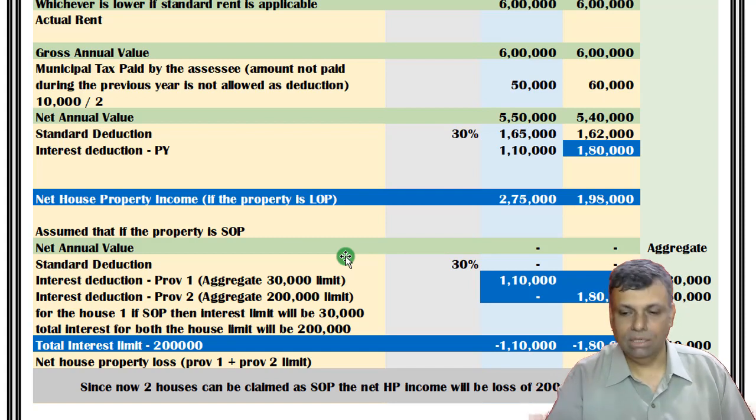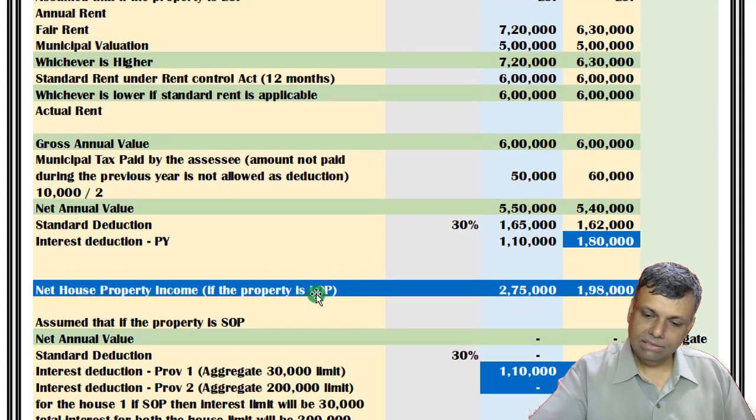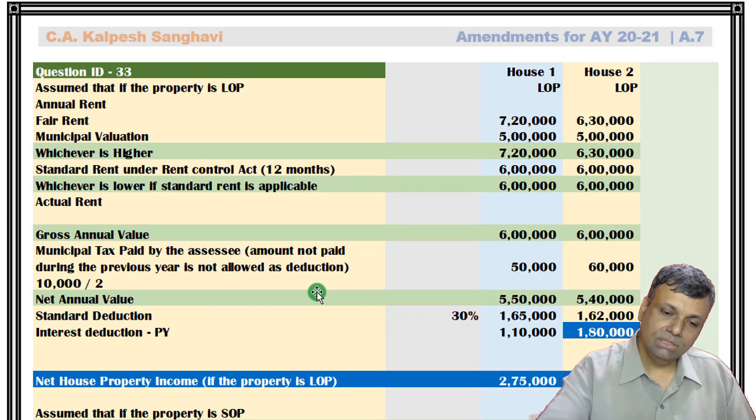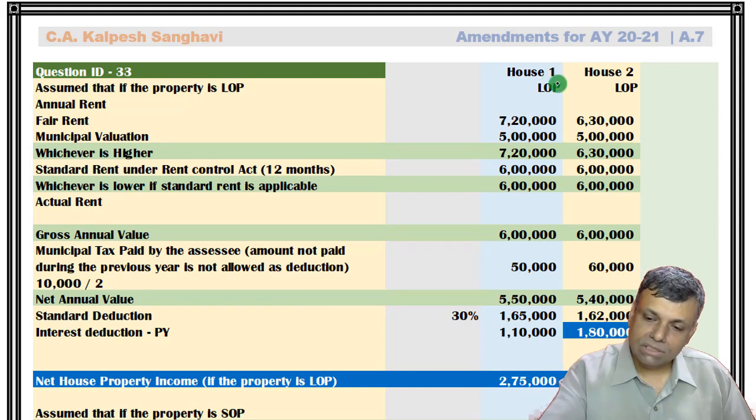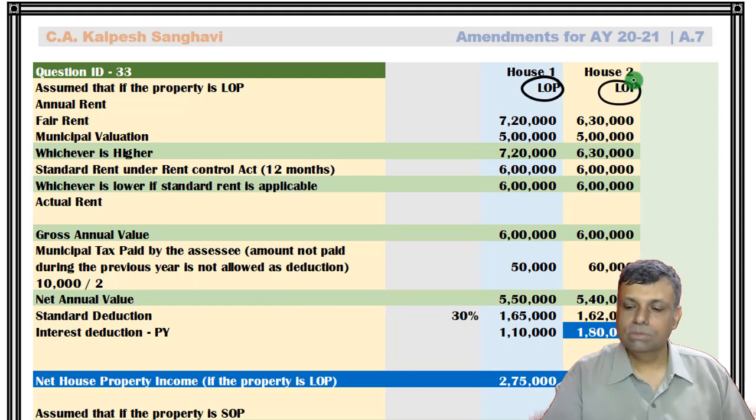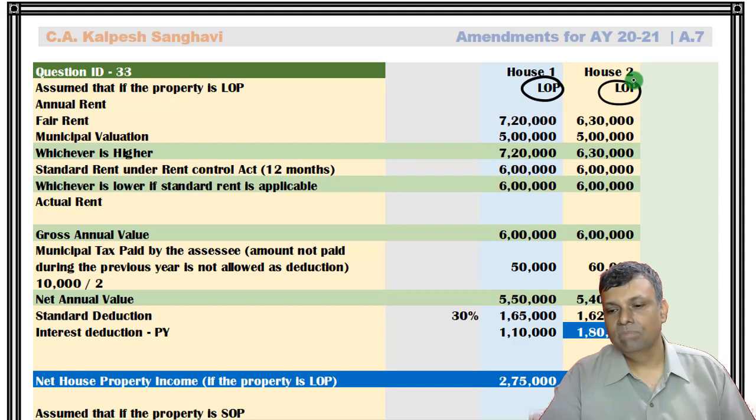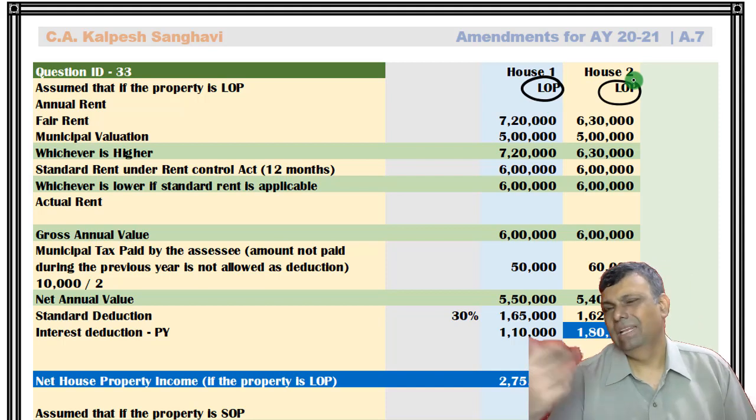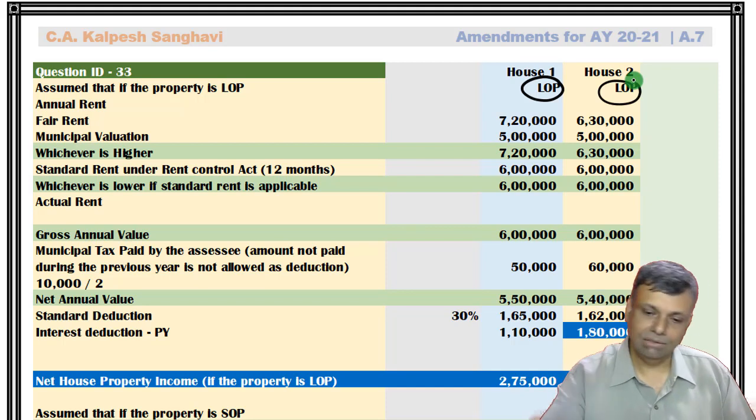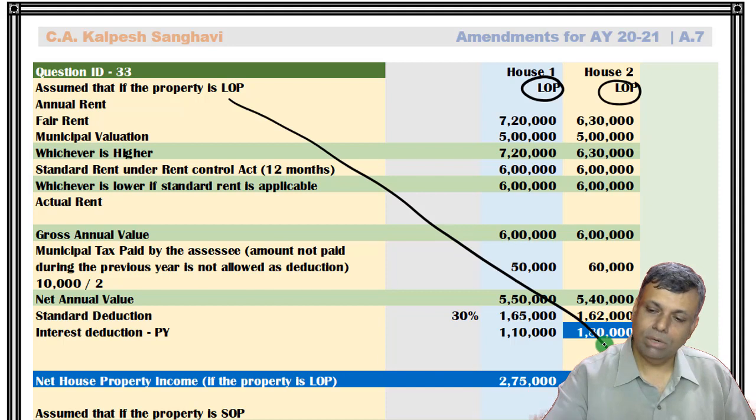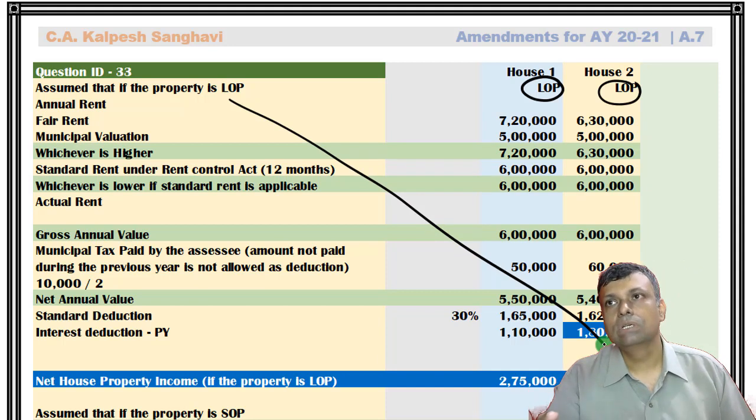So I did not do that detailed working. But when I did it in this particular classwork, I had shown you only for reference purposes, that supposing this property was a let out property, how this particular working would be required. Actually, friends, in our normal class, because we spend a little bit of extra time, I wanted to show both ways of calculation to the students. So this working is actually not required. You can directly jump to the conclusion that both houses are eligible for SOP.